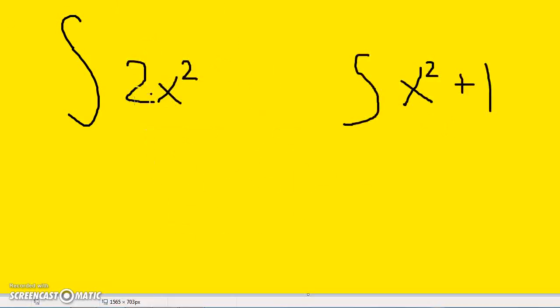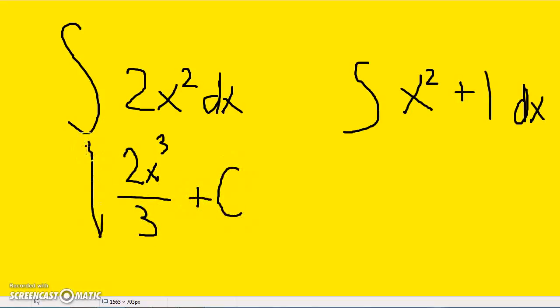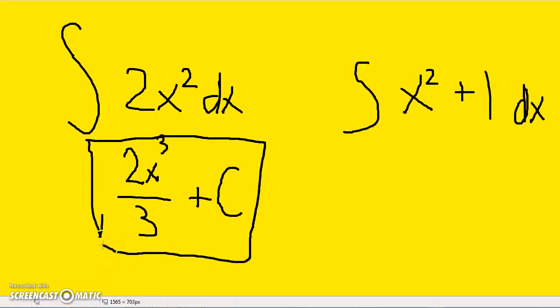So we have 2 more problems here. Sorry, I didn't put this dx, that needs to be there. That is what we're integrating with respect to, so that needs to be there. So, once again, raise the power, divide by that power that's being raised. So this would be 3. And then you just add the constant. So the solution to this is 2x to the third power divided by 3 plus c.